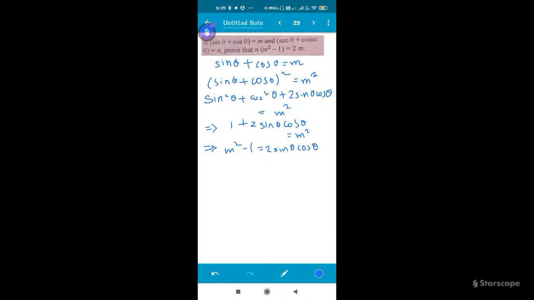Alright. So we have got one part of this equation, that is m square minus 1. We have got its value. So let us keep it as equation 1. Similarly, we are going to find out the value of n. We are going to get an expression for n. Let's see.